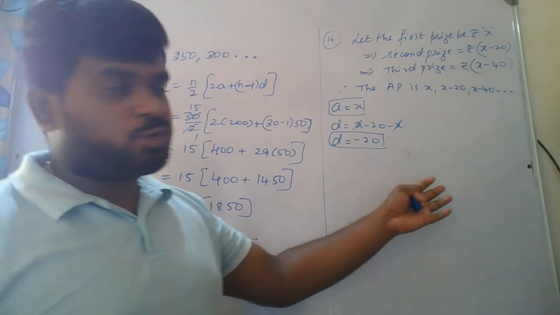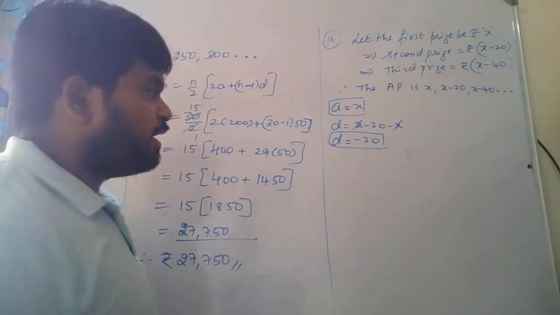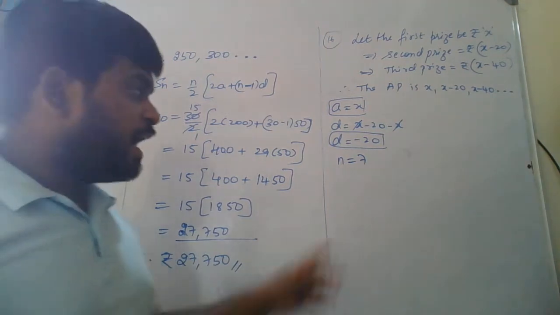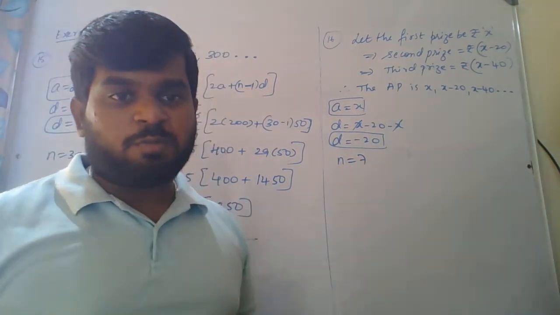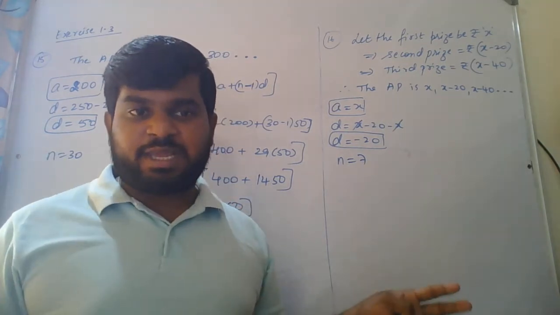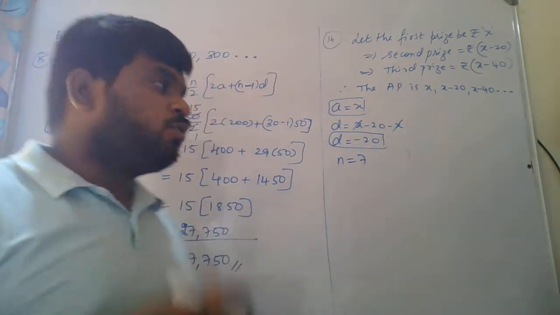What is the value of N? How many cash prizes do we have? 7 cash prizes, right? So N value is 7. Totally there are 7 cash prizes. And if I add all the 7 cash prizes, how much do we get? 700. Because 700 is divided into 7 cash prizes, right? So if you add it, you get back 700.